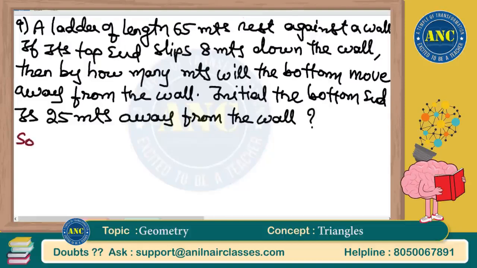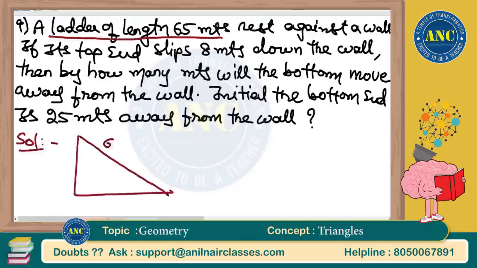Step by step, we will solve it. A ladder of length 65 meters. This is the wall. This is 65 meters, resting against a wall. If its top end slips 8 meters down the wall, how many meters will the bottom move away from the wall? Initially, the bottom end is 25 meters away from the wall. The ladder will always be slant, which is 65, and the bottom is 25 meters.